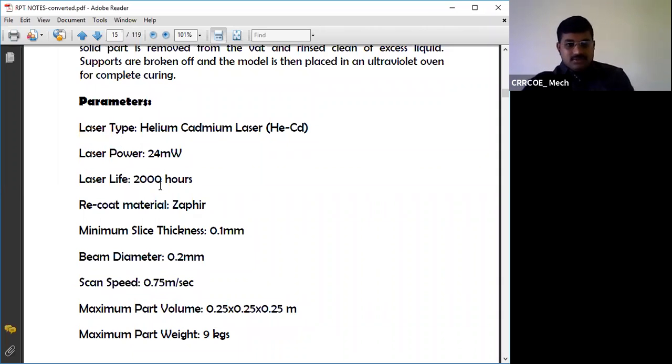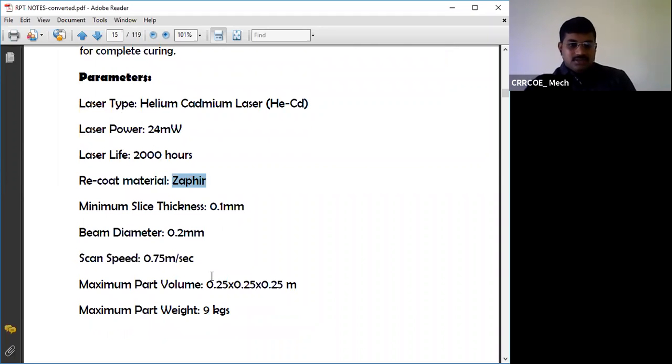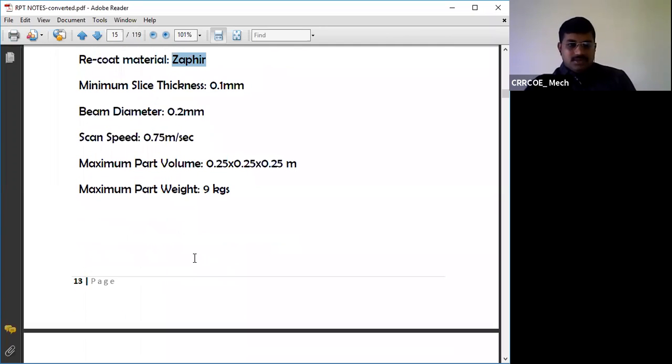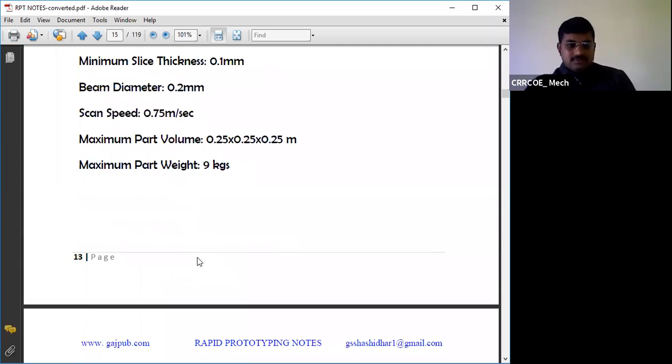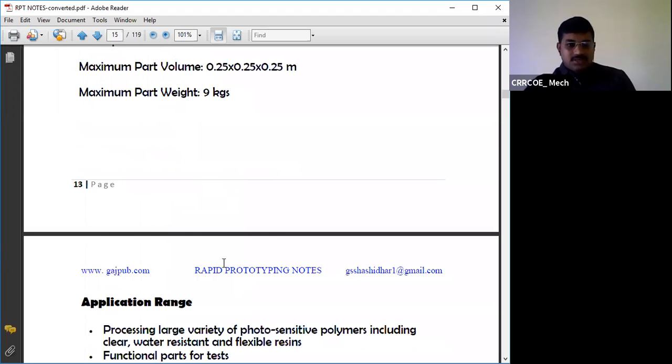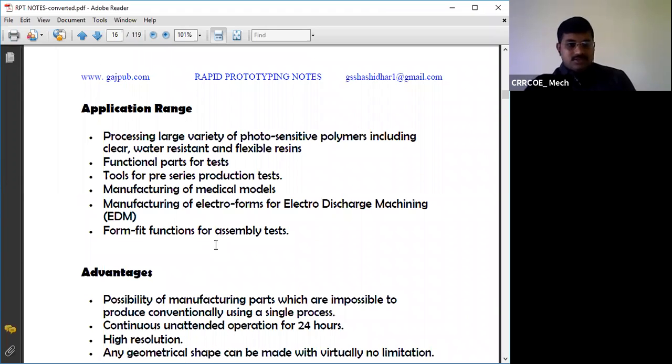That is, the laser life is 2000 hours. The recoat material, what material is used for recoating. Minimum slice thickness, beam diameter, scan speed. So these are the parameters for the SLA technique. Then the applications for the specific technique, advantages, disadvantages.